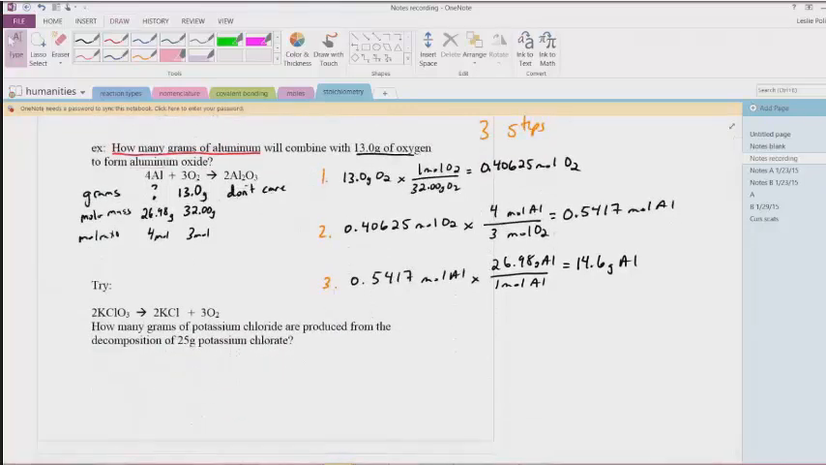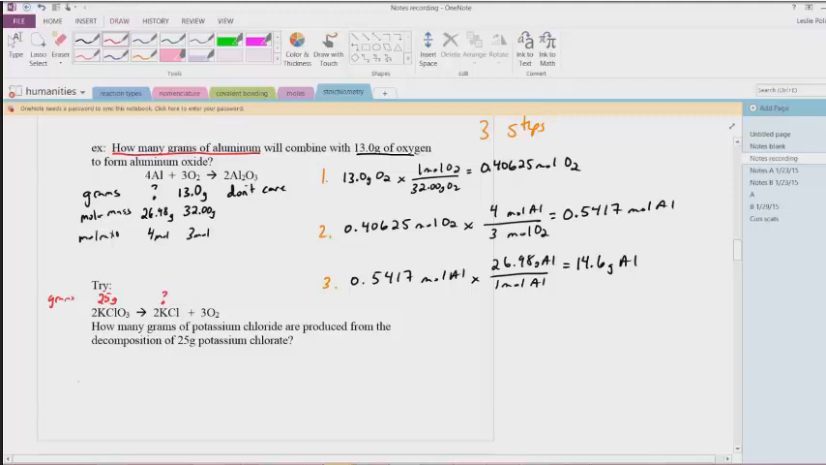So now let's look at this other one. Okay. How many grams of potassium chloride are produced from the decomposition of 25 grams of potassium chlorate? So those are the grams. So we know we don't care about oxygen. So we're going to need molar masses of both of those.